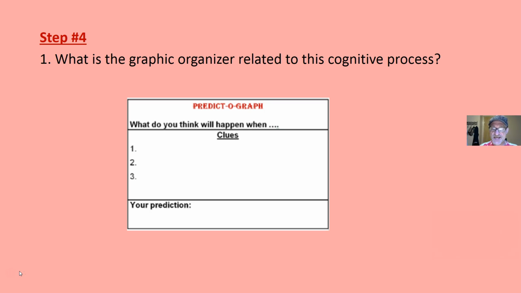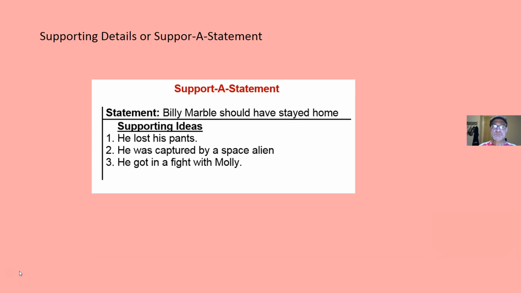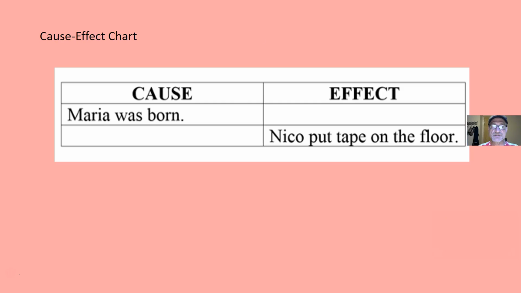Here's the predictograph. Make changes if you think. Comparison chart: similarities, differences. Supporting details or support a statement. Not support, but support. I hate when I make errors. The statement: you make the statement, they have to find the supporting ideas, all right? So you will make a statement related to that story or text, and students have to find the supporting ideas. Don't expect students to be able to make a statement. So you will make a statement, and you'll need to teach them how to find the supporting ideas.